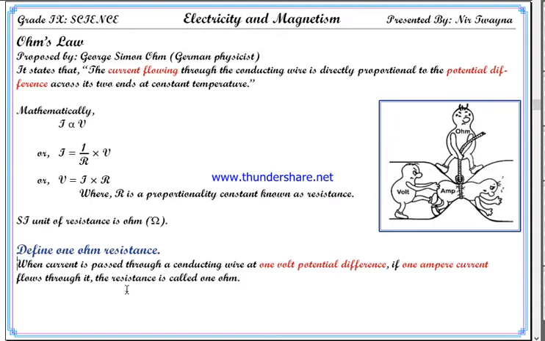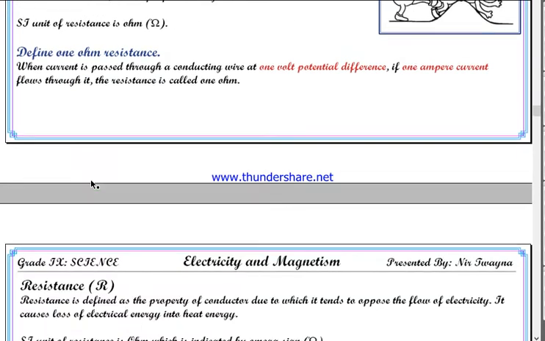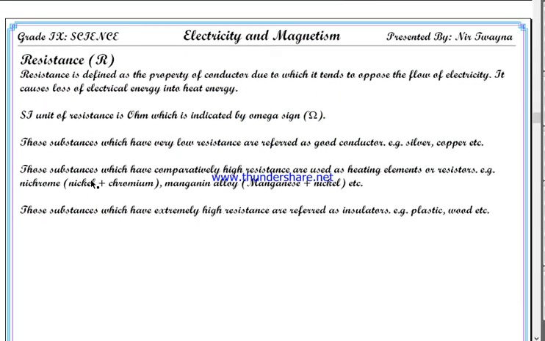When current is passed through a conducting wire at 1 volt potential difference, if 1 ampere current flows through it, the resistance is called 1 ohm. Done? If you have no confusion in Ohm's law, let us go to the next topic, that is resistance.